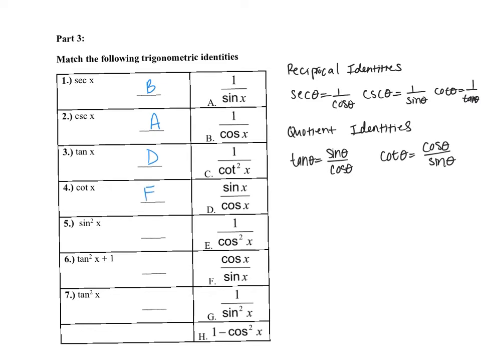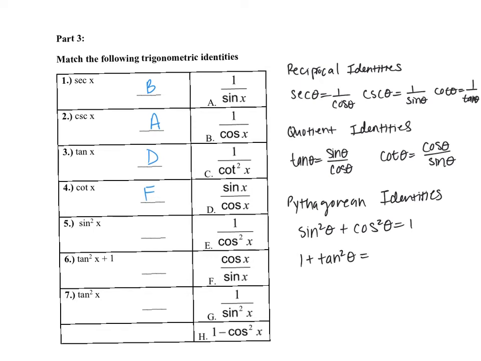All right, and then the last identity is going to be the Pythagorean identity. And there are 3 Pythagorean identities that we'll mention here. The first one deals with sine and cosine. Anytime you have sine squared plus cosine squared, it's great because it equals just 1. But if you have 1 plus tangent squared, then this actually equals secant squared. If you have 1 plus cotangent squared, this is going to be equal to cosecant squared. All right, so those are the 3 Pythagorean identities.